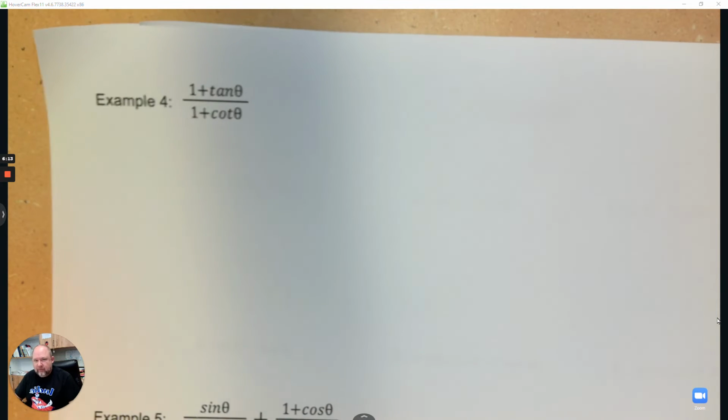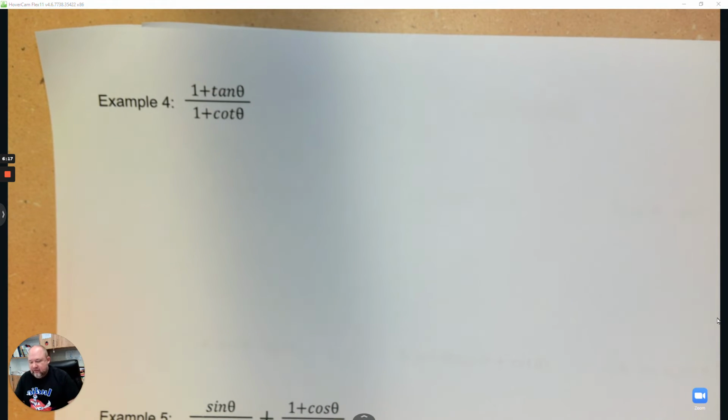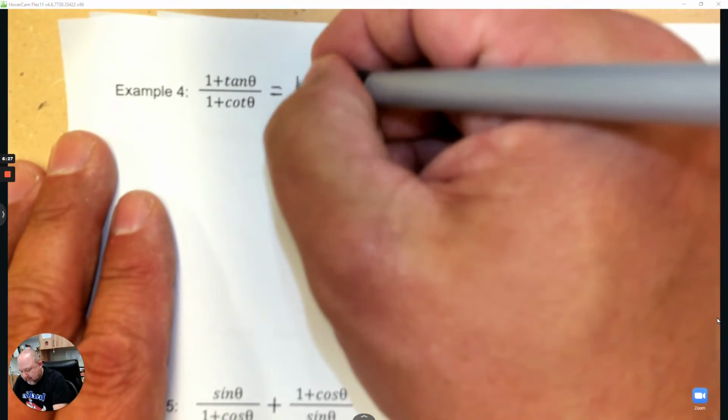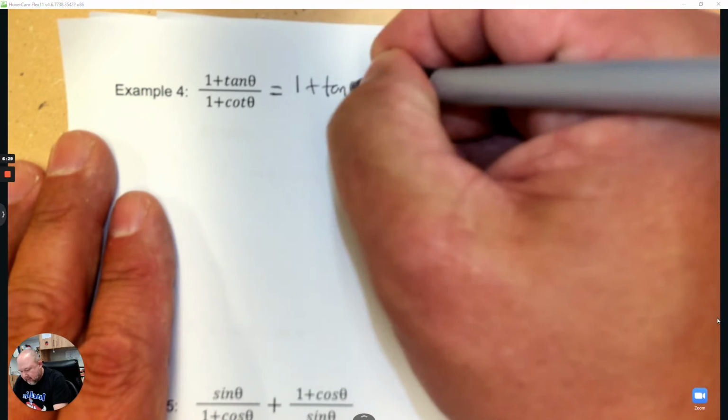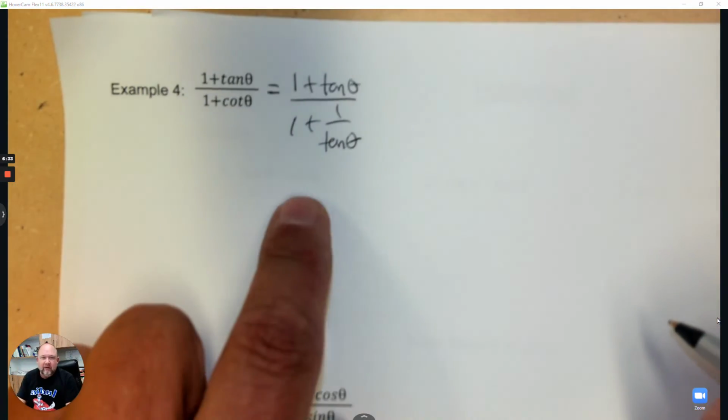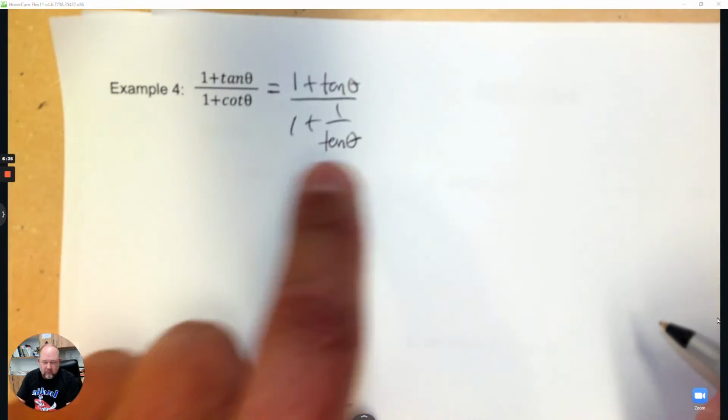All right, example number 4. Here's an example that changing it to sine and cosine may not be helpful, because ultimately our goal is to try to write it all with the same ratio and then simplify it. So instead of sine over cosine, I'm going to write it this way. I'm going to change cotangent to 1 over tangent. And that's also helpful if you only have one ratio to work with.